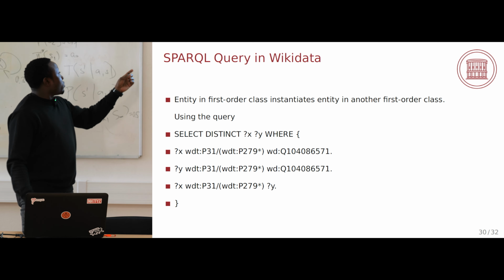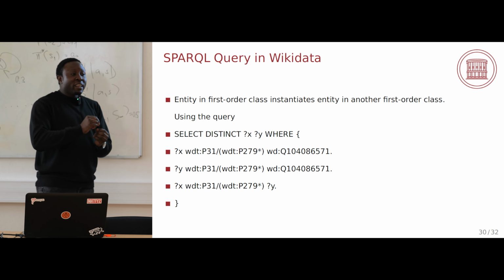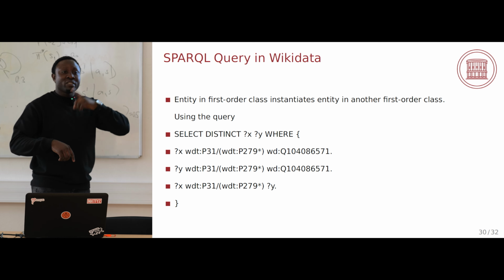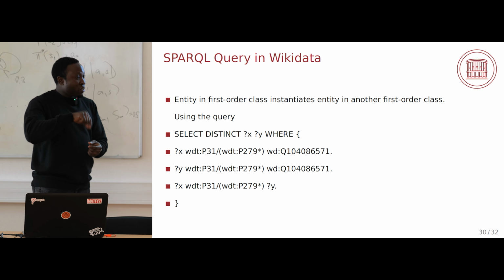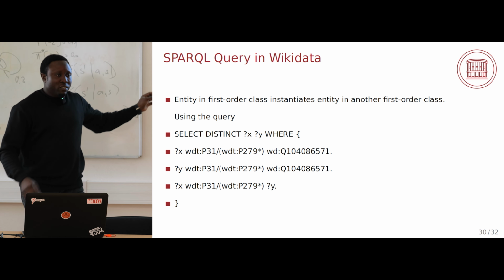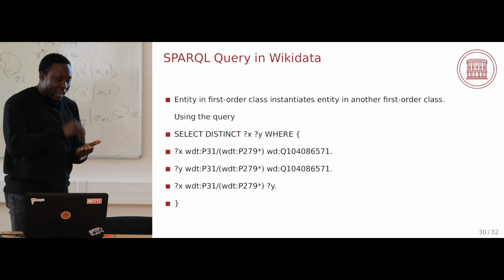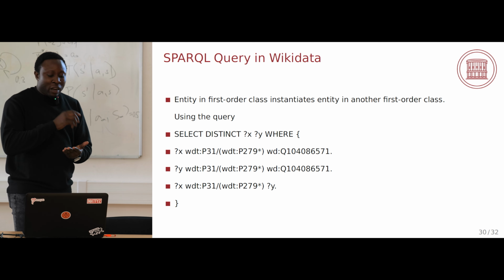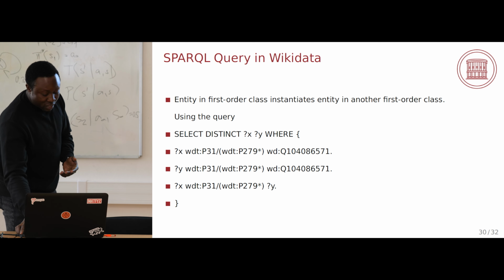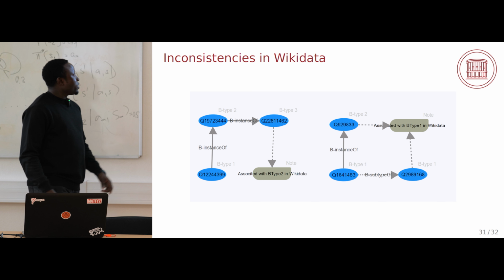And also, we went forward to check whether there are entities in a first order class that instantiate other items in first order class in Wikidata. And we also got some results that in the structuring of items in Wikidata, you can have a case where a class is in first order and also instantiates another class in the same order. So this is just an example of it.